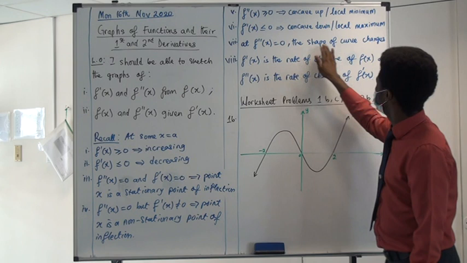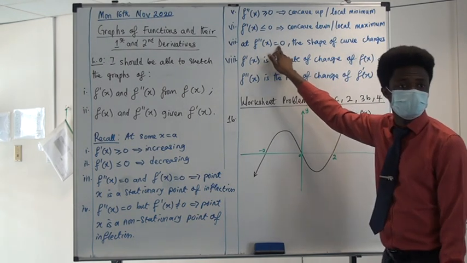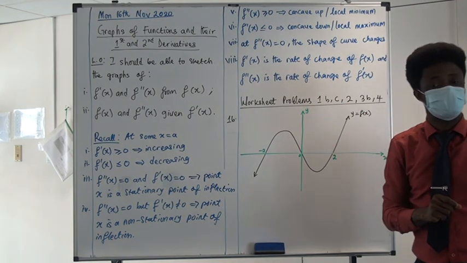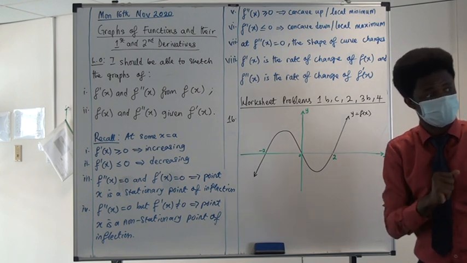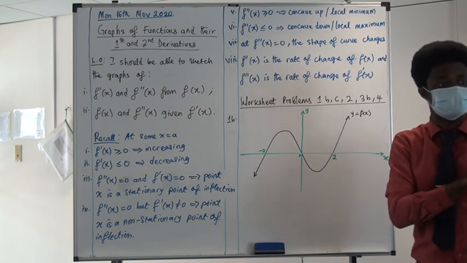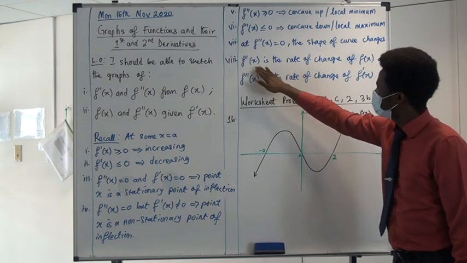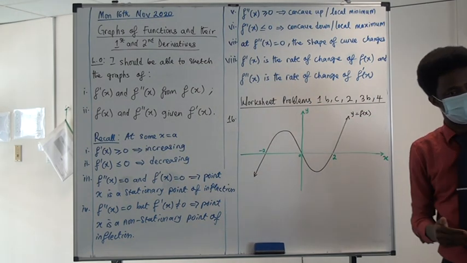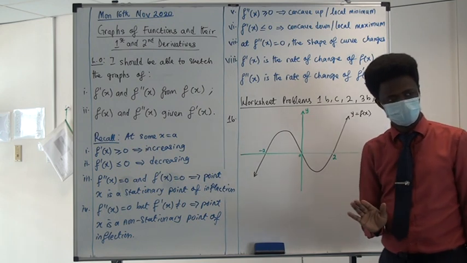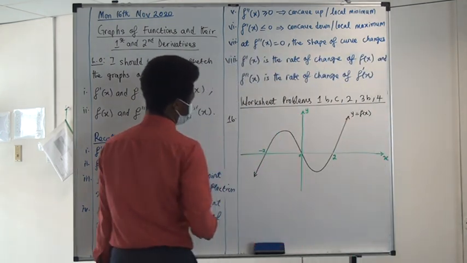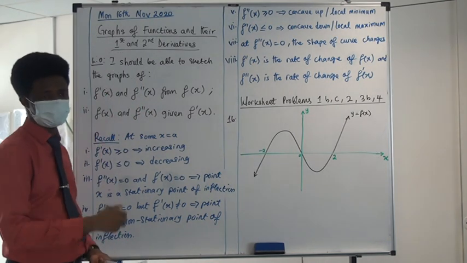Now, at this point, if this happens at that point of inflection, then we say there's a change in the shape of the curve. At the point of inflection, that's where the curvature changes. That's the purpose of investigating second derivative. Okay? And finally, just to remind ourselves that the first derivative is the rate of change of the function f, while the second derivative is the rate of change of the gradient. Just a reminder.